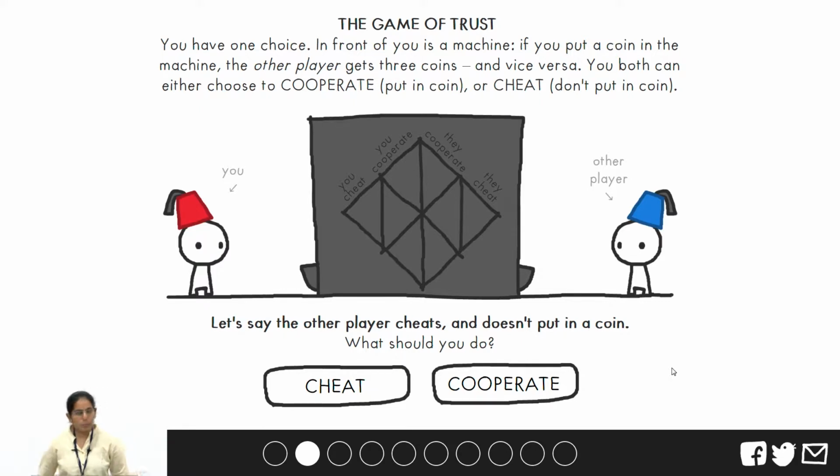So what it means to cooperate is that you put a coin into the machine, and what it means to cheat is that you don't do anything. You don't put a coin into the machine. Okay, those are your two moves.